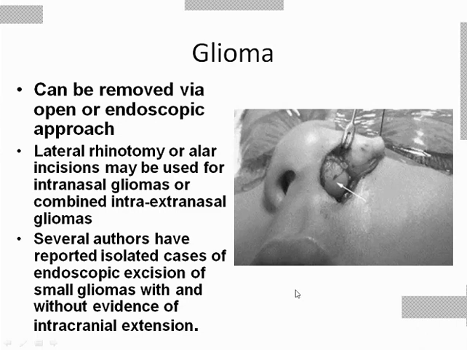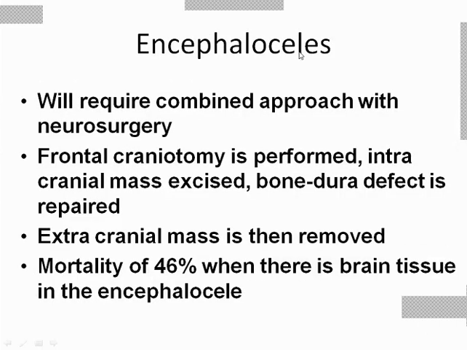Then a lateral rhinotomy operation has to be performed. An encephalocele will have mainly large defects within the skull base, so usually it's a combined approach with a neurosurgeon. A frontal craniotomy is performed, the intracranial mass is excised, bone and dura defects are repaired, and then the extracranial mass is removed. Mortality in the intracranial neurosurgical procedures is around 46%. If it is a small one with an intracranial meningeal component, as ENT surgeons we can do endoscopic excision of the intranasal encephalocele.